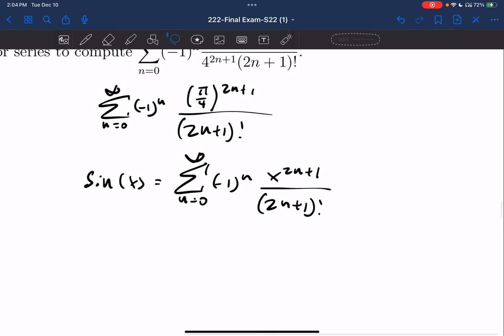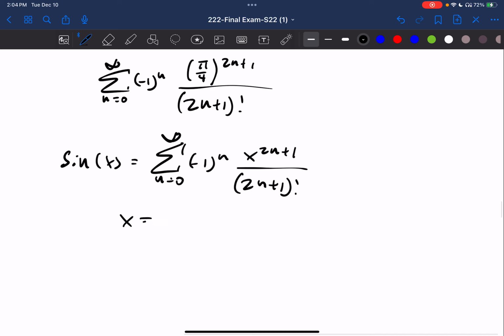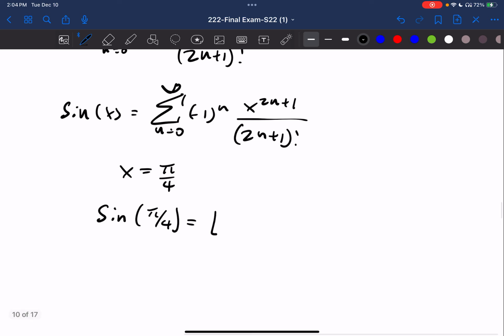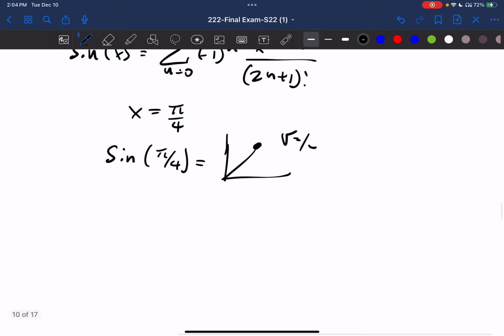We can see the only difference between these two is that x is replaced by pi over 4. Therefore, we can say x will be equal to pi over 4. If x is equal to pi over 4, sine of pi over 4 will be our answer. Sine of pi over 4 is 45 degrees, which is this right here. The y value here is going to be radical 2 divided by 2. So our answer will be equal to radical 2 divided by 2.